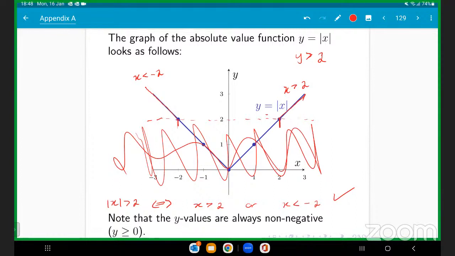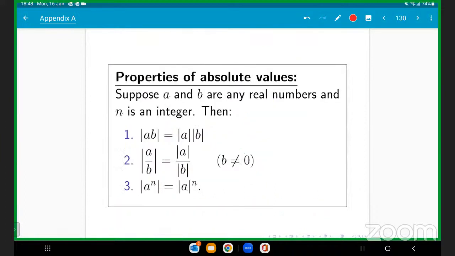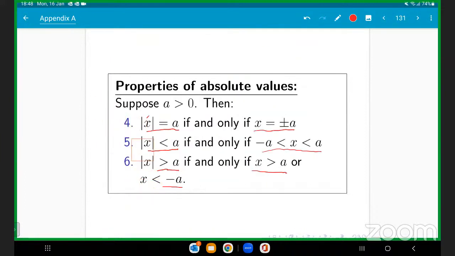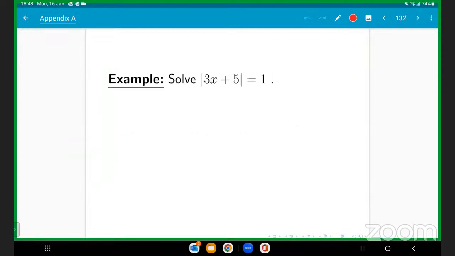Are there any questions? So once again, here are the properties I've been talking about. And now I think we can do some examples.